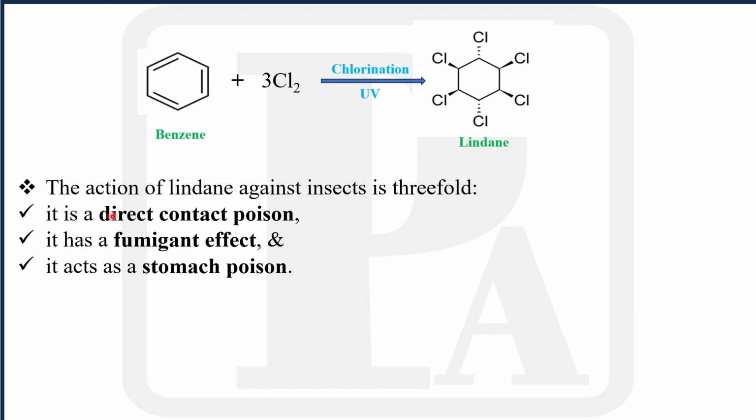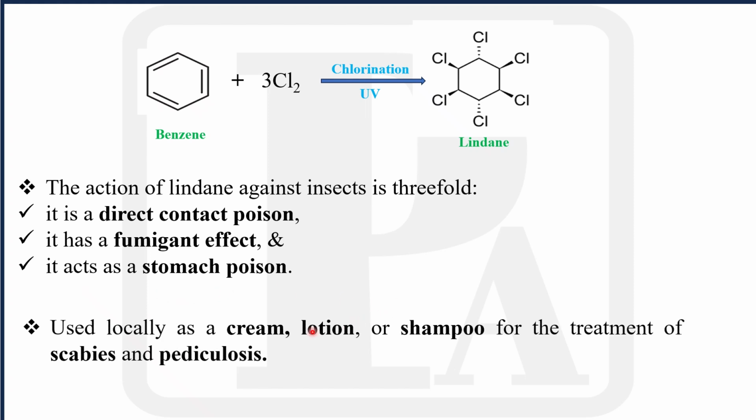This is having 3 actions. One is it is a direct contact poison. This is having fumigant effect and it is acting as a stomach poison. So it is used locally as a cream or lotion or shampoo for the treatment of both scabies and also pediculosis.